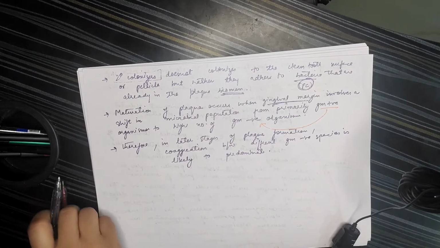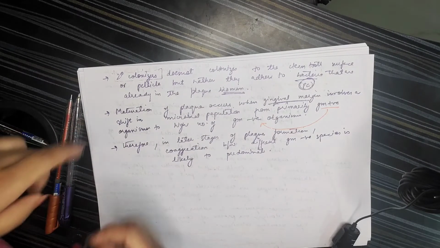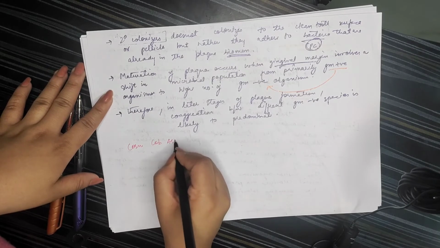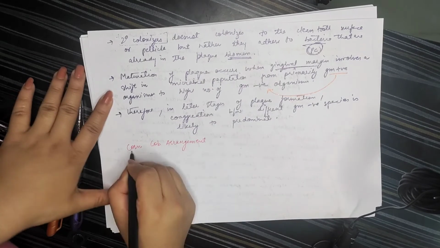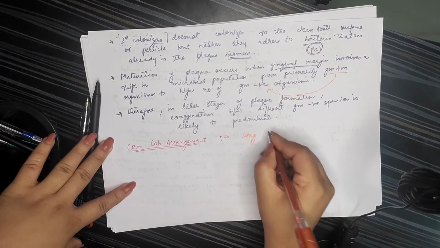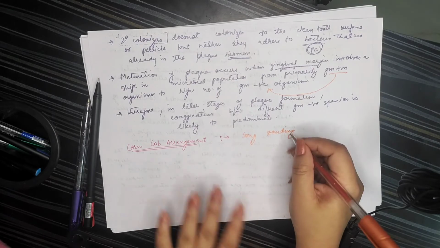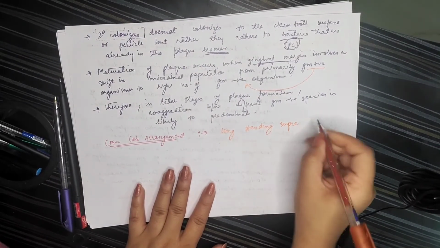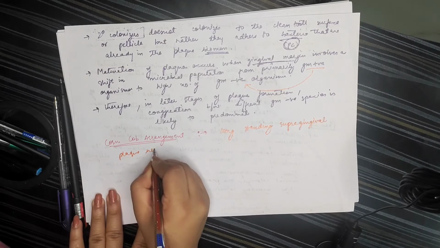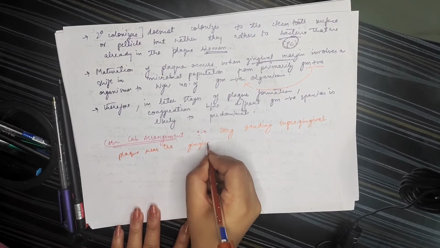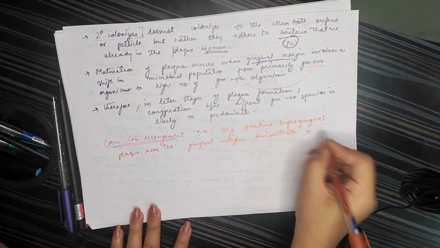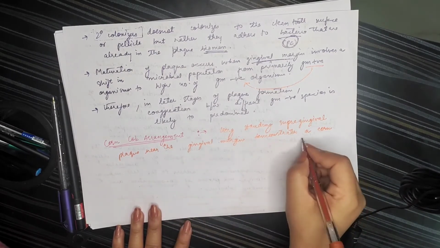Okay, now one more thing you need to know is the corn cob arrangement. So what is the corn cob arrangement? Long-standing supragingival plaque near the gingival margins demonstrates a corn cob arrangement.